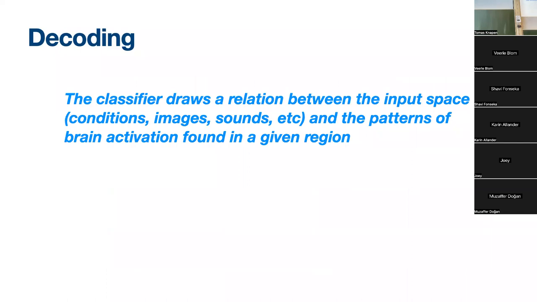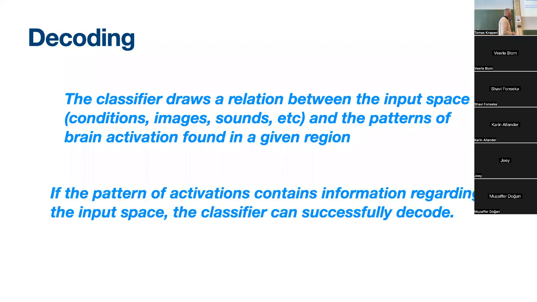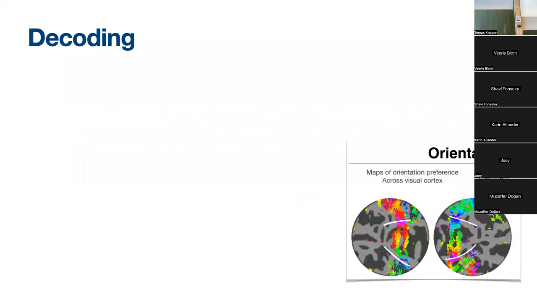What this means, and a couple of important concepts here, is that we're always using a pattern of brain activation. We need multiple voxels to draw this distinction. We're always focused on a pattern across a population of voxels in a given region, and we're letting the hard work be done by the classifier. Only if this classifier can find the pattern, then we say we can successfully decode.